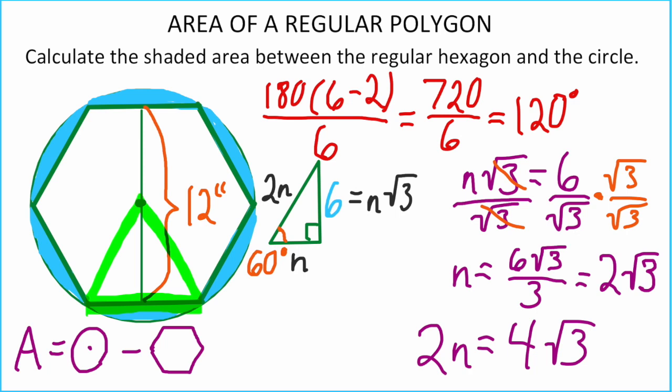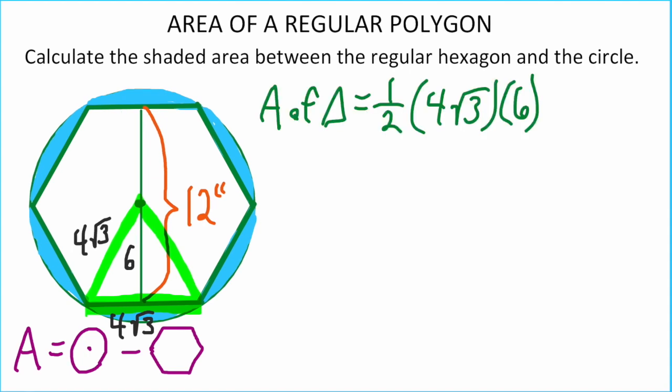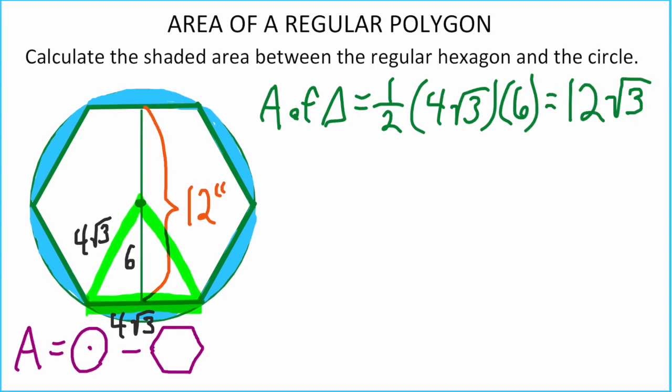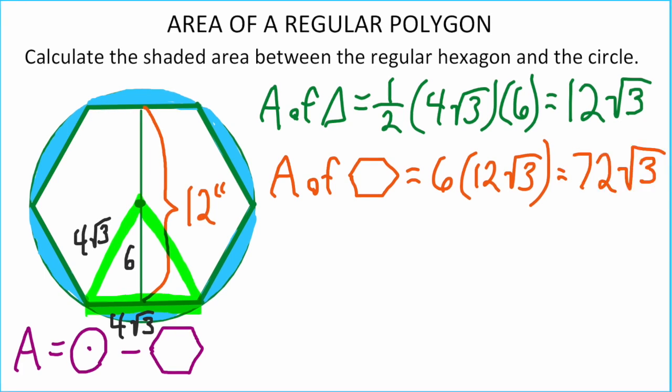So now I'm going to go ahead and mark this triangle up with what we got and erase to get some more space to work. So we just need the 4 radical 3 for the base instead of the 2 radical 3. So we have our base of our triangle and the height of 6. So the area of the triangle is 1/2 times 4 radical 3 times 6, or 12 radical 3. The area of the hexagon would be 6 of these triangles, which gives us 72 radical 3.